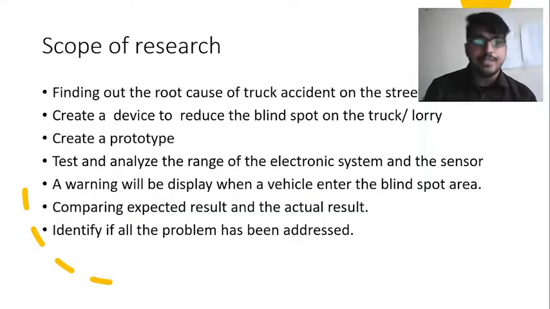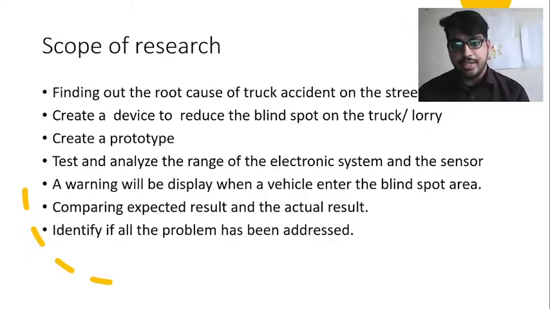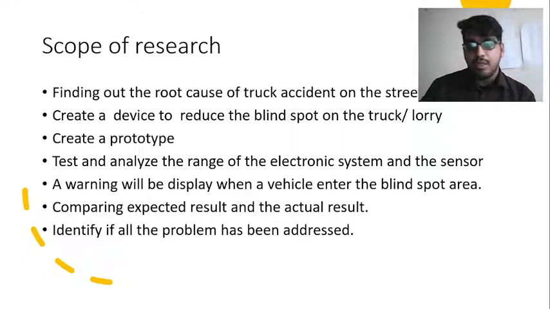And the scope of research. The scope of research is to find out the root cause of truck accidents on the street, to create a device to reduce the blind spot on the truck, to create a prototype, and then to test and analyze the range of the electronic system and the sensor. Fourth, a warning will be displayed when a vehicle enters the blind spot area, and then comparing the expected result and the actual result, and then identifying if all the problems have been addressed.